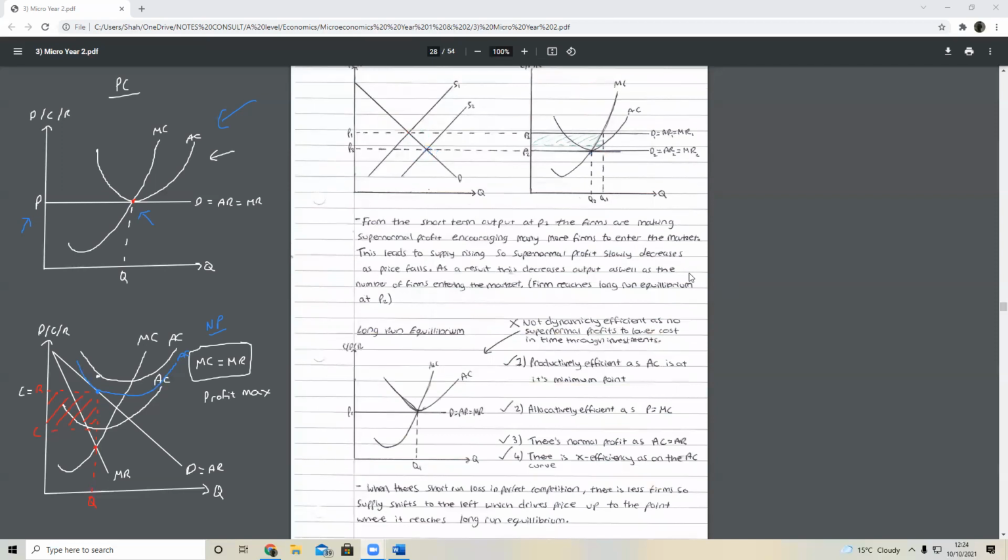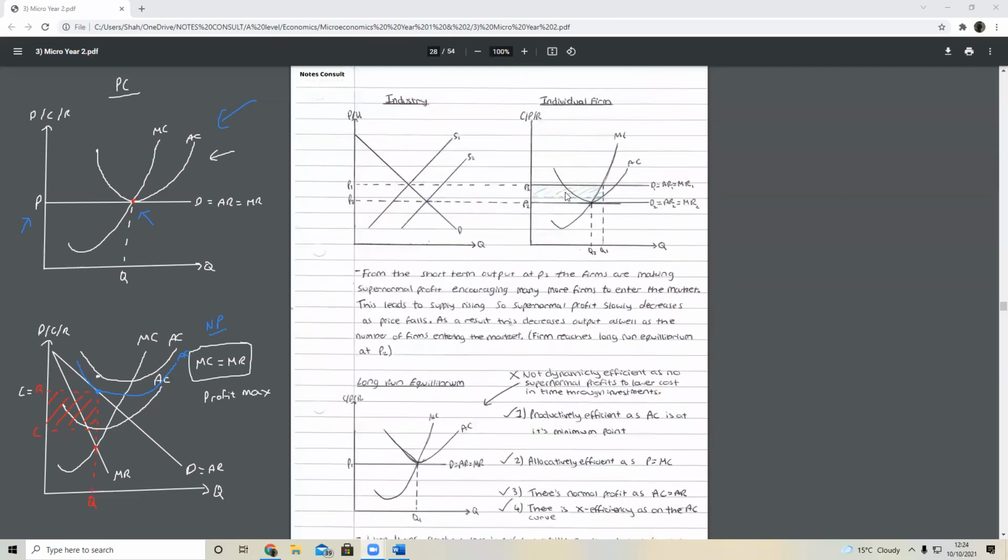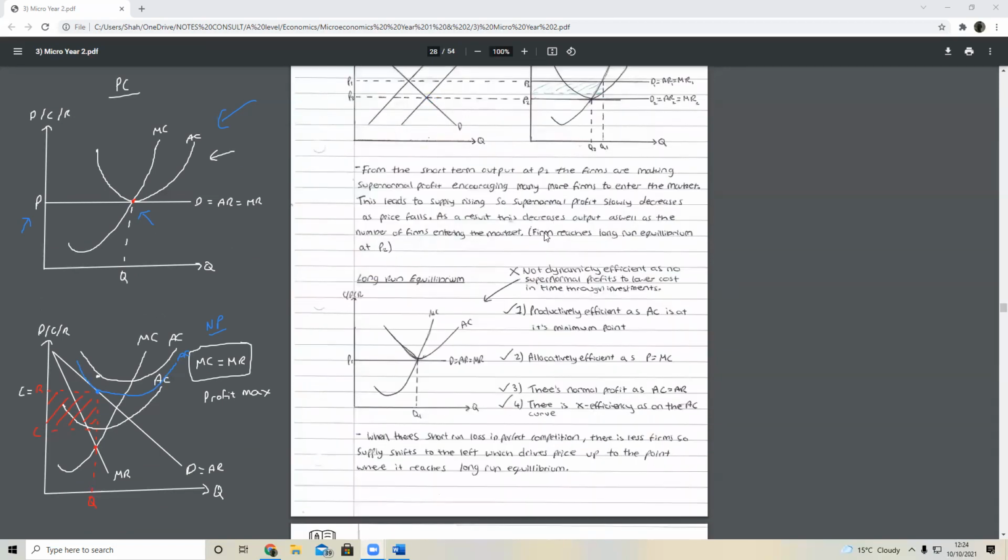So P1 was the short run equilibrium and P2 was the long run equilibrium. Whenever you think about perfect competition, remember that the end state of this market is this. What we've already drawn at the start is this. And now we can talk about it further in terms of its efficiencies, if you ever need to describe it. Remember all the different types of efficiencies?